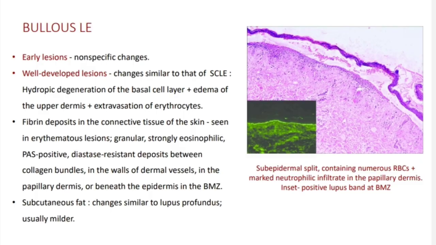Then subcutaneous fat may also be involved in bullous LE and it may produce changes similar to lupus profundus but usually milder. So the image shows a subepidermal split containing numerous RBCs and a marked neutrophilic infiltrate in the papillary dermis. The insert shows a positive lupus band test at the basement membrane zone.